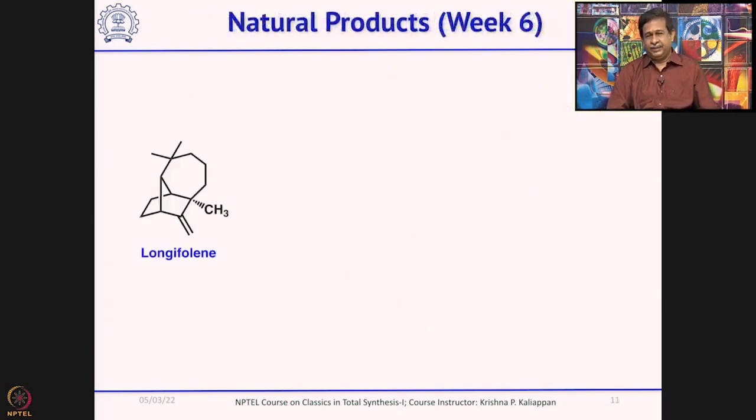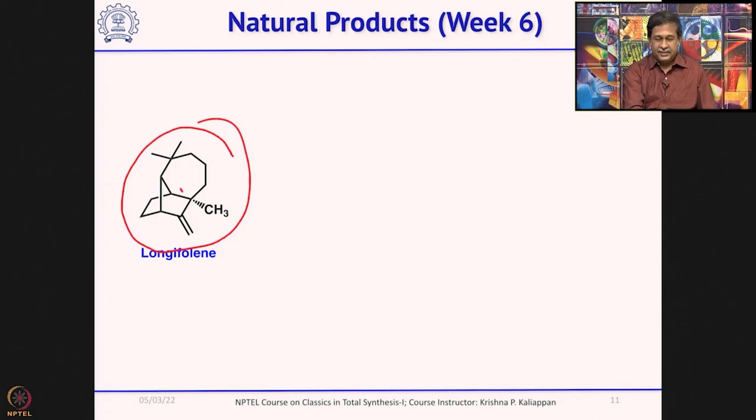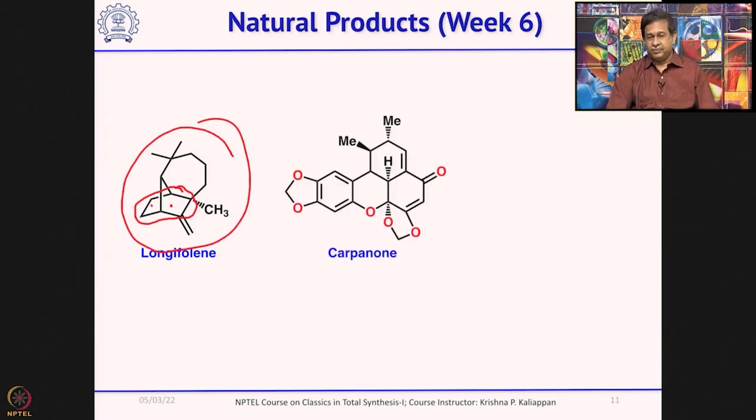Then we will move to 6-membered ring, and for 6-membered ring, one of the classical total syntheses reported, and it is there in many textbooks, is longifolene. So this was reported by E.J. Corey, though you cannot see the 6-membered ring properly, but this is a 6-membered ring, you can see. So this is a 6-membered ring, and it has 2 five-membered rings and 1 seven-membered ring. So very interesting synthesis, one of the classical syntheses reported by E.J. Corey. So we will start with that for 6-membered ring.